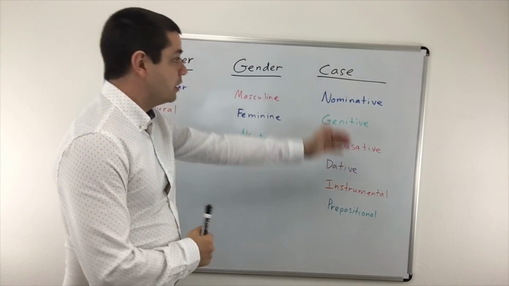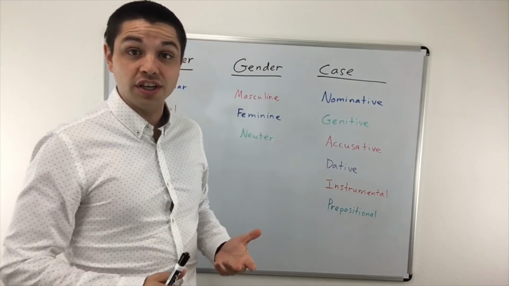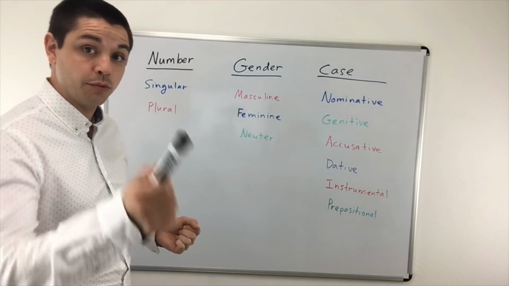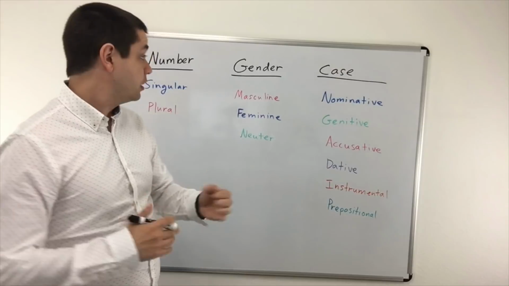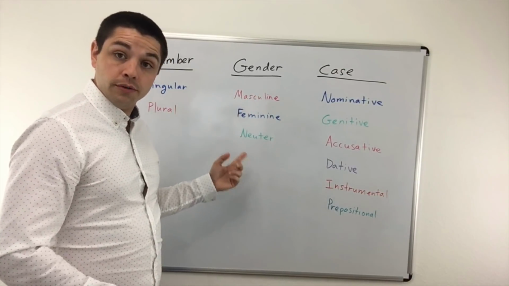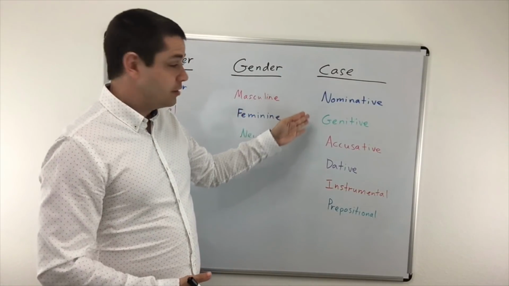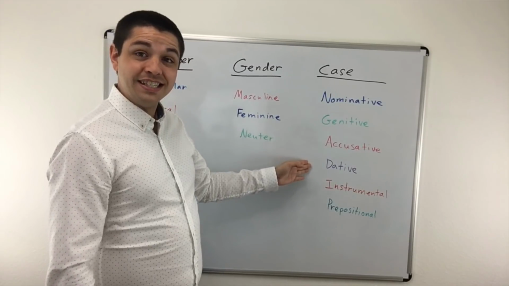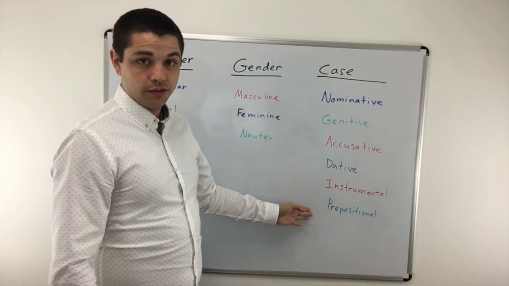So, there are 6 grammatical cases. So this is the third question that we need to ask when we see a Russian noun. We need to ask, what case is it, right? So the 3 questions that we need to ask when we see a noun are, what number is it? Is it singular or plural? What gender is it? Masculine, feminine, or neuter? And what case is it? Nominative, genitive, accusative, dative, instrumental, or prepositional?